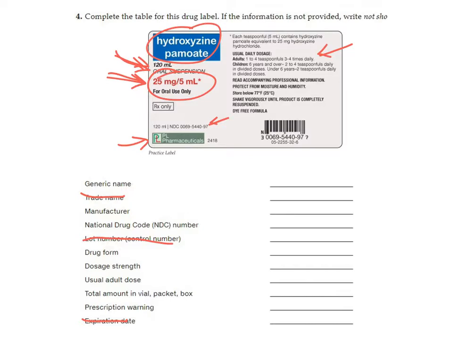The total amount in the vial, packet, or box, hard to see. Let me show this in yellow here. Here you can see that there are 120 milliliters in this entire thing. It is a liquid medication, so that's what we're generally looking for with liquid medications. It also tells us right here on the top of PL Pharmaceuticals that there are 120 milliliters in this package. And then our prescription warning, once again, is RX only on that one. All right, guys, so I hope that helps with your medication labels here.